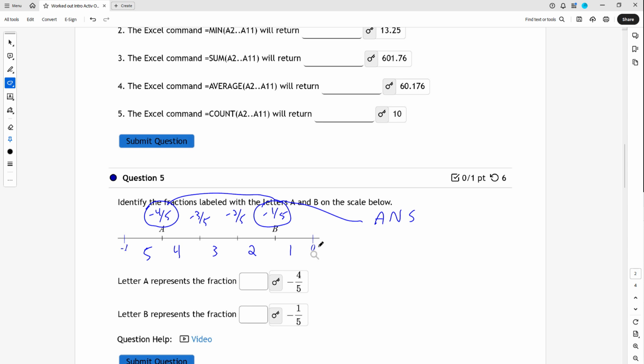So starting from 0 here, going down, it'll be a negative 1/5, that's one piece. Going down 2 would be a negative 2/5. Going down 3, a negative 3/5 here. And going down 4, negative 4/5. And here we will have a negative 5/5, which is a negative 1. So for A, it's going to be a negative 4/5, and for B, it's going to be a negative 1/5. And that's how you do question number 5.